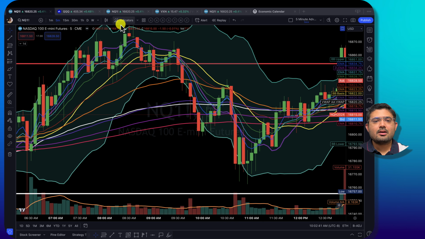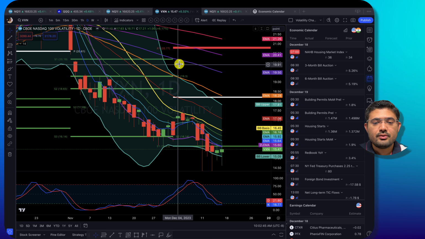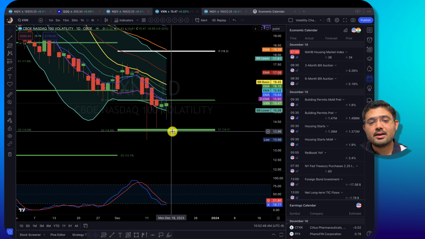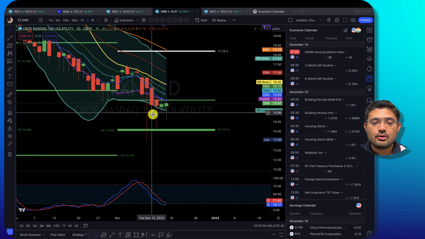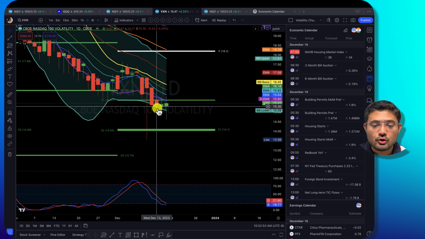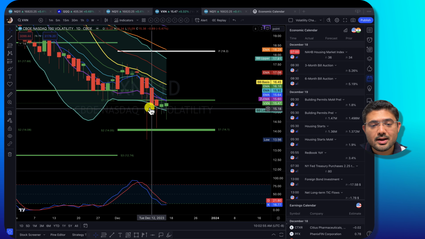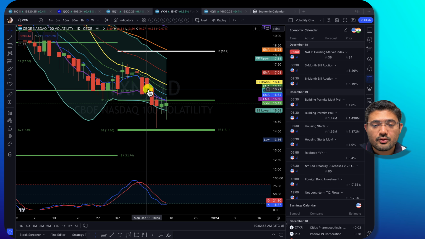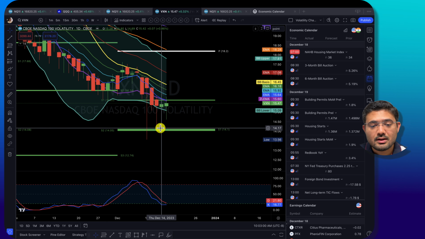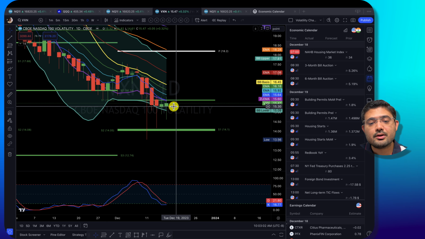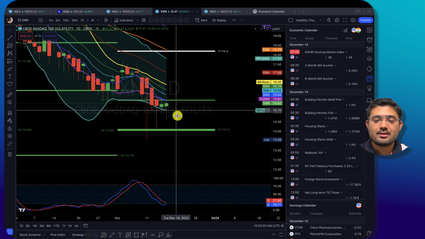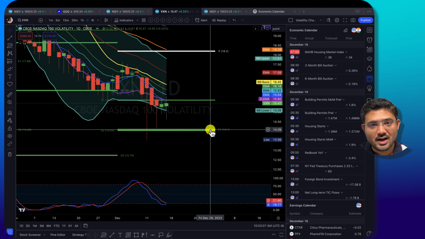You can also take the confirmation from the wicks. If you see, the market is constantly making higher wicks on the lower side. The buyers took this level from here to here, and then this level from here to here, and again this level from here to here. So the buying interest at the S1 level is very, very high.